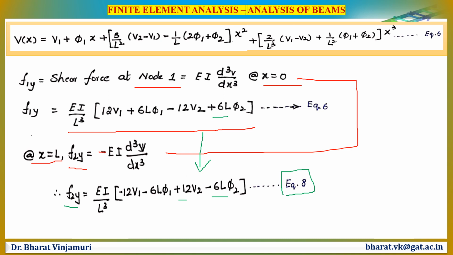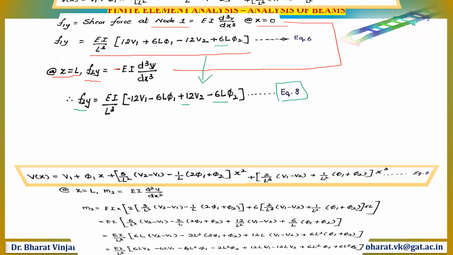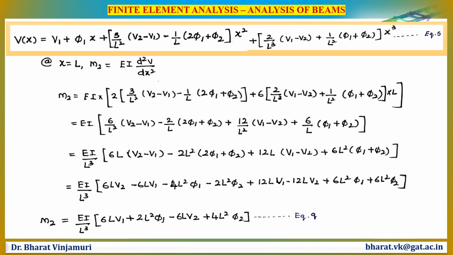Now we are left only with the bending moment at node number 2. To find this value, at node 2, x is equal to L, and m2 is given by this equation. Here the positive sign clearly denotes that the bending moment is in the counterclockwise direction. Now substituting these values, m2 is equal to 2 into 3 by L square. This is the equation we have got. Wherever we had x terms, these are changed with respect to L. Instead of x, we have the value of L.